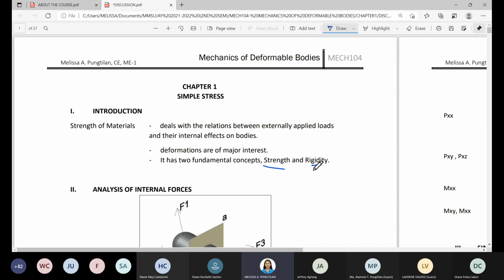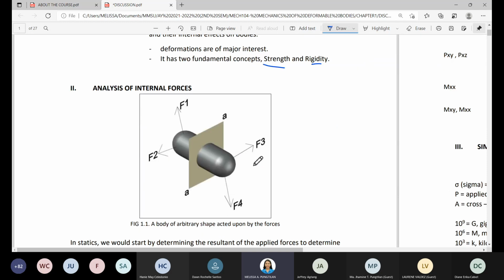So para mas maintindihan natin yung concept ng strema, we have here arbitrary shape. So kung sa statics nyo, ang ginagawa nyo lang dito is to determine the resultant. Itong mga yung value ng F1, F2, F3, F4. So kinukuha nyo yung resultant nitong arbitrary shape na to, or yung resultant forces ng arbitrary shape na to. Makikita nyo dito pag nag-summation to 0, di ba? Kino-consider nyo static equilibrium. Yung material is in equilibrium pag nag-summation of forces is equal to 0.